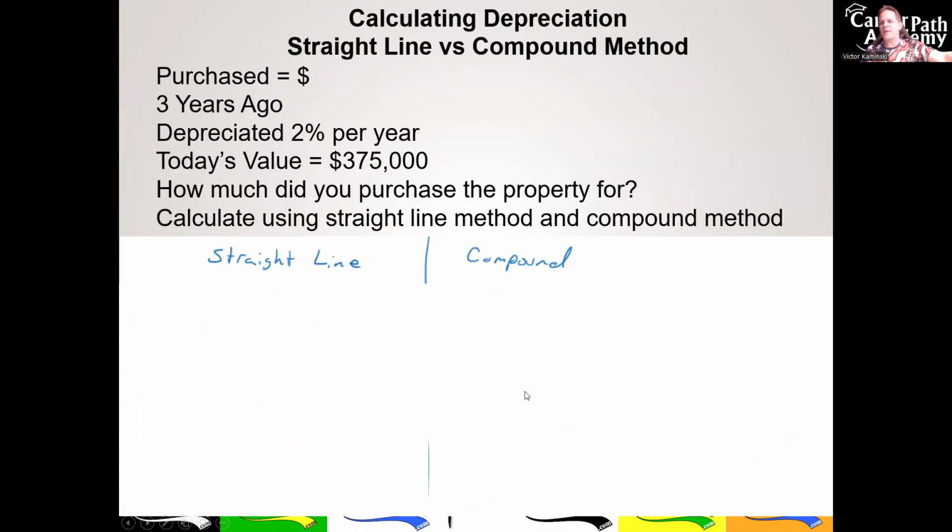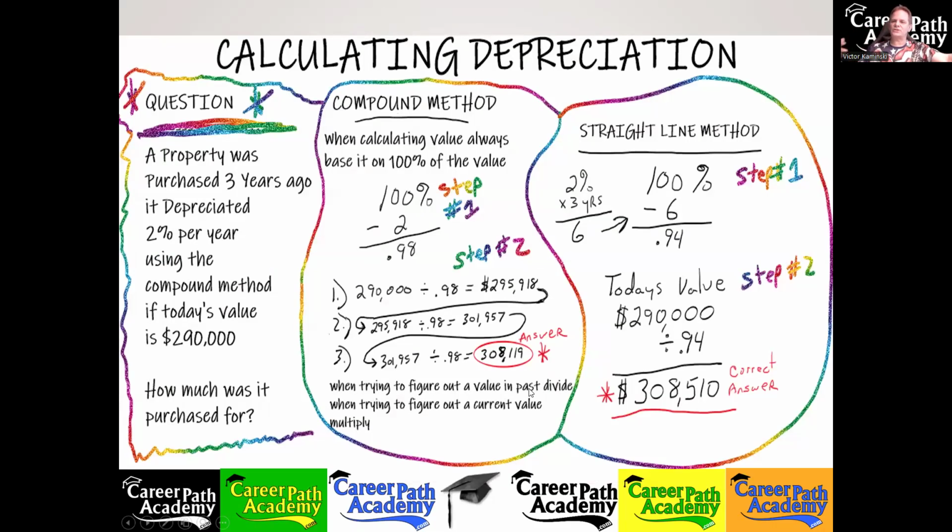Okay, I've got a couple math problems here at the end of the slideshow. If you guys wanted to do a couple more math problems on your own, here are some more of those calculating depreciation problems. Here's the question: how much was it purchased for? I've got it all worked out over here already for you, so you could try to look at the question and then not look at the answer and try to figure it out on your own. Okay? You want some more practice there. And that's using the compound method, and then here it is using the straight line.